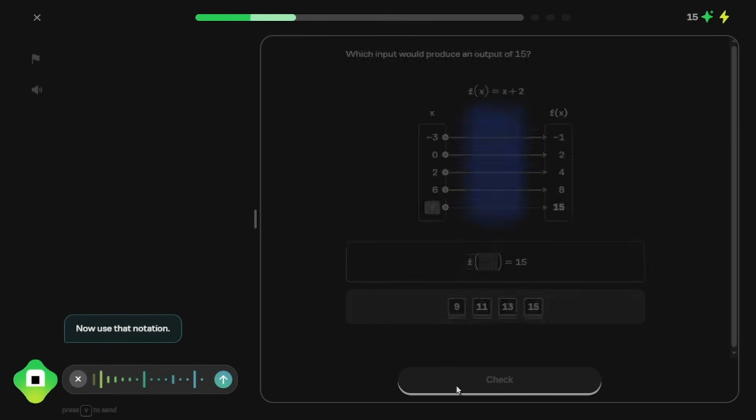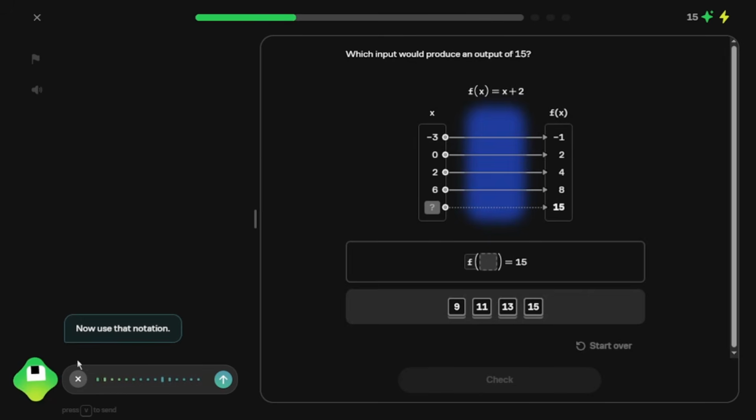Now use that notation. Which input would produce an output of 15? When you use Brilliant, and especially Premium, you can ask it with a microphone. You can ask infinite questions, so they can solve for you instead of you solving. So here we need to find out f of what equals 15. At the top it is plus 2. So what number will be 13? No, 15. So I'll ask it for fun.